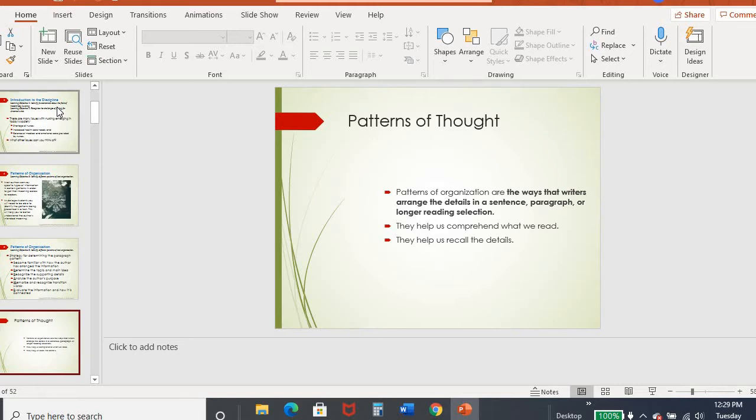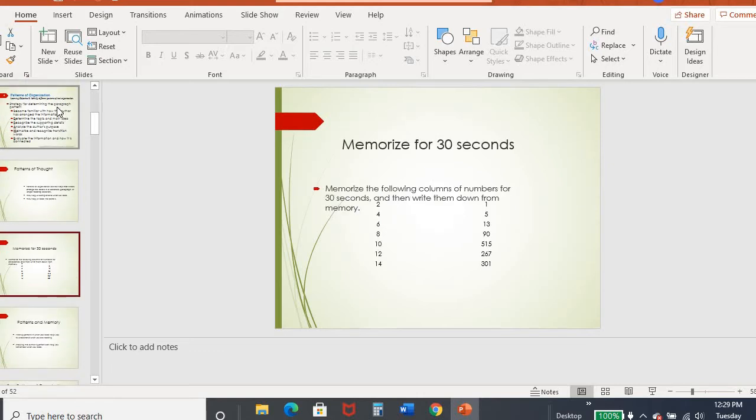So again, patterns of organization, text structures, or rhetorical patterns are all synonyms for what this is talking about. It's just the way that authors or writers arrange the details in their sentence, paragraph, or maybe an article, so that we can understand what we are reading, and it can help us also recall the details. If we can say, oh yeah, they were listing or they were comparing and contrasting, it can help us recall the details.